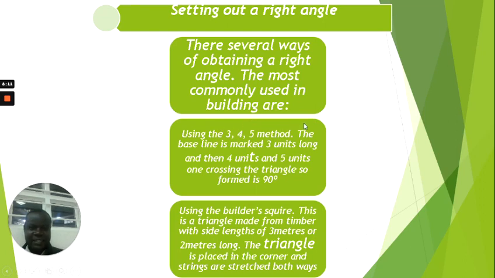Okay, the baseline is marked 3 units along, and then 4 units and 5 units, one crossing the triangle to form 90 degrees. So the 5 units is the one that goes at the diagonal. Then we shall have the 4 units one side and the 3 units one side. So you will adjust your ranging line until the diagonal line reads 5 units.